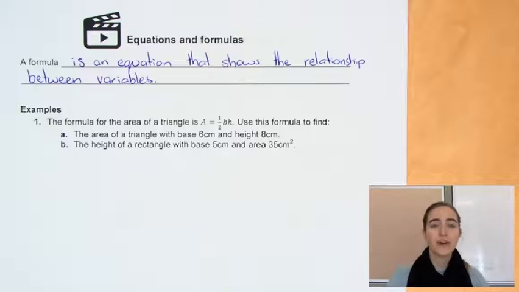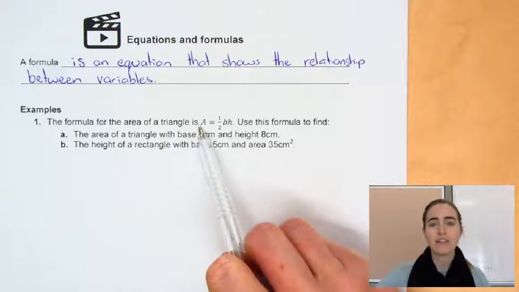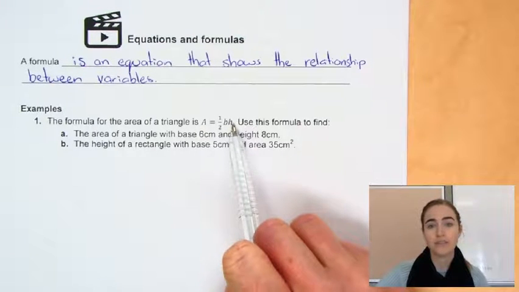In this video, I want to have a look at equations and formulas. So a formula is an equation that shows the relationship between different variables. For example, our first question says the formula for the area of a triangle is A equals half BH. So that's relating the area to the base and the height of the triangles.